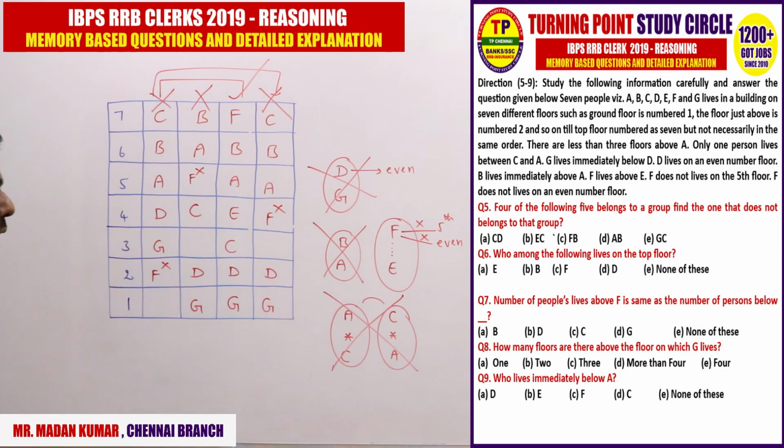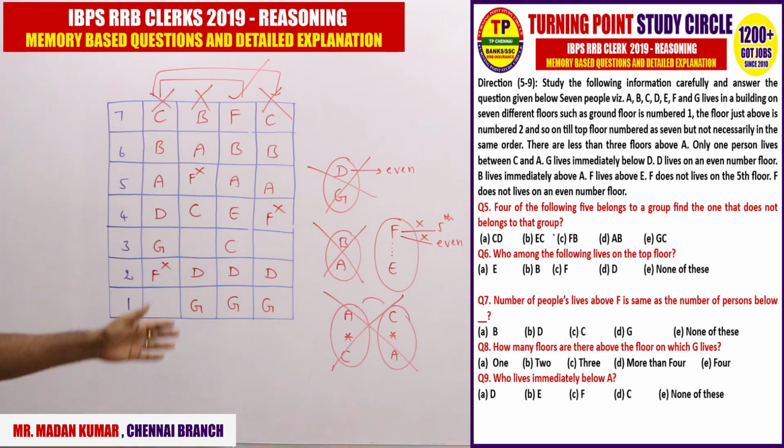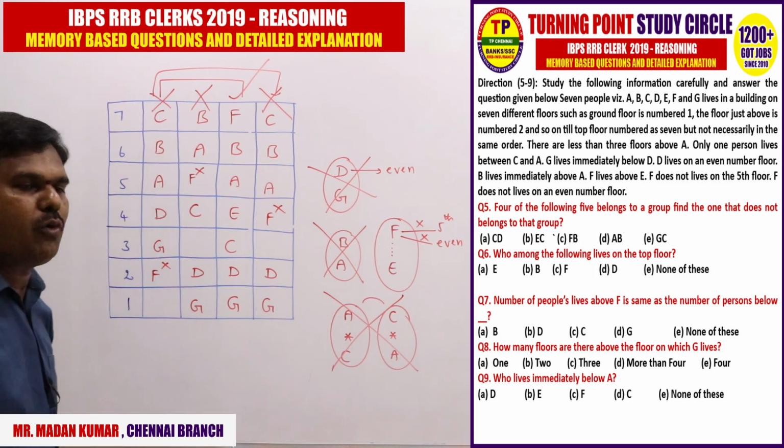And what is the next one? Who among the following lives on the top floor? Who is there on the top floor? F. So what is the option being given? Third option. So we need to go ahead with the third option.